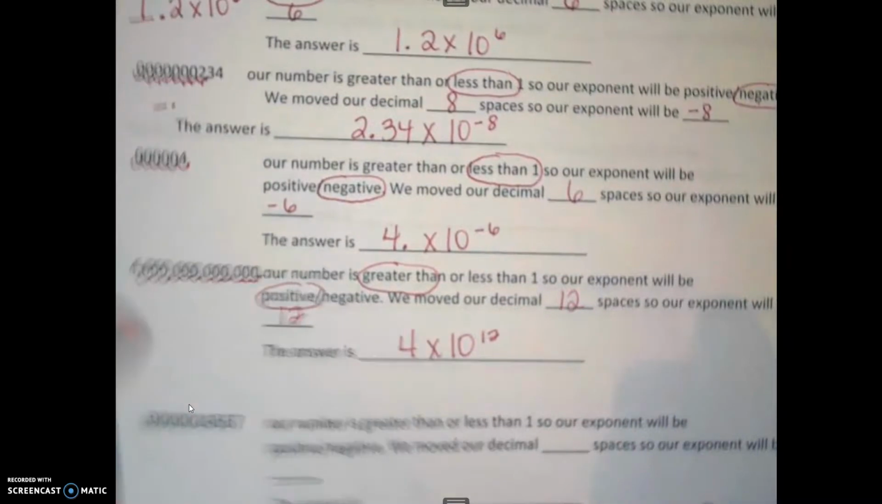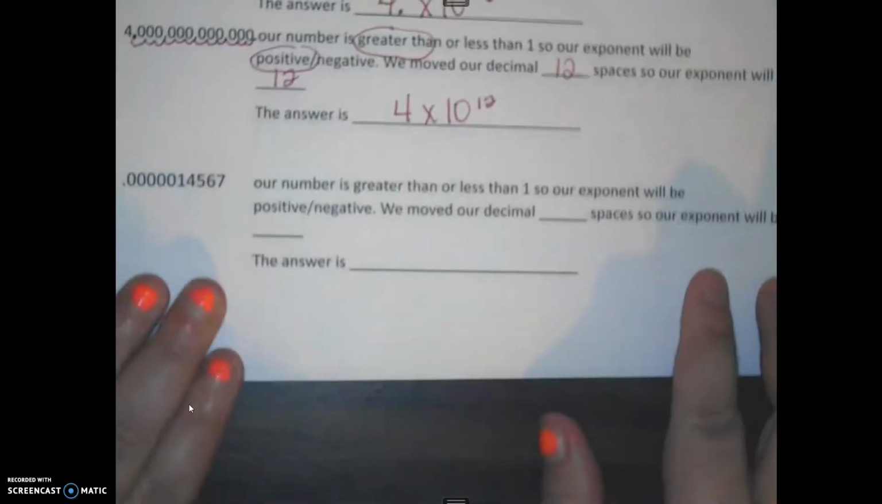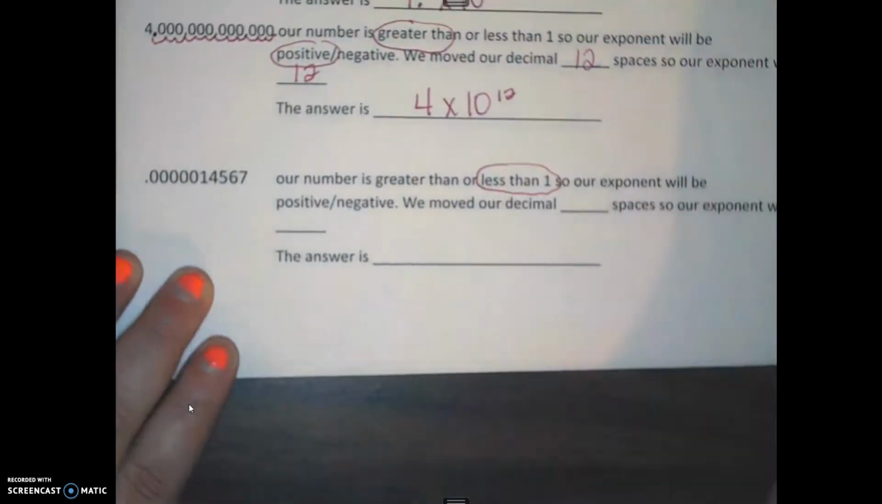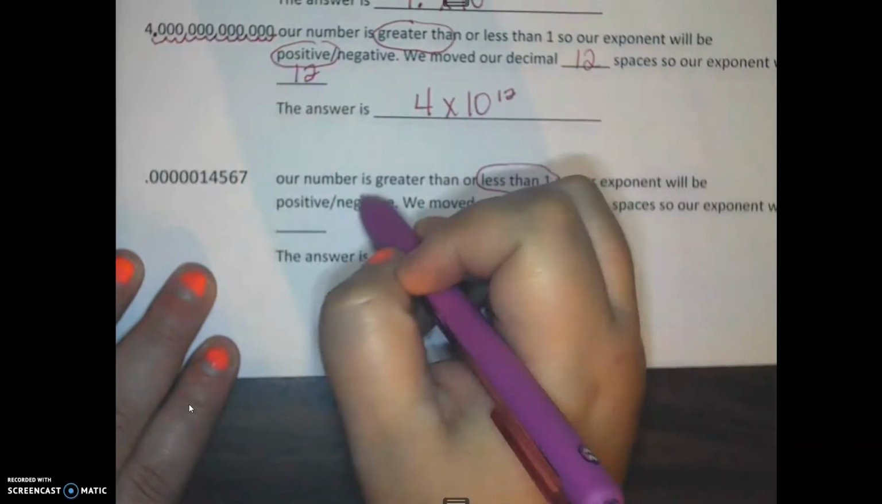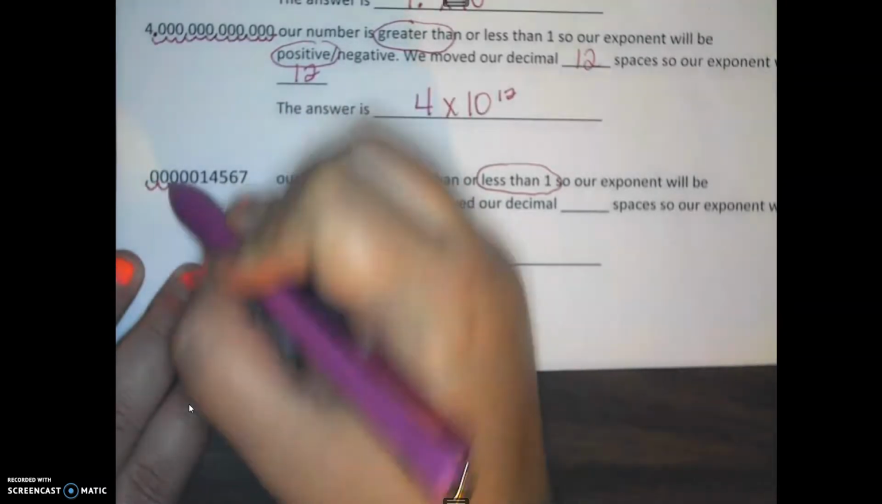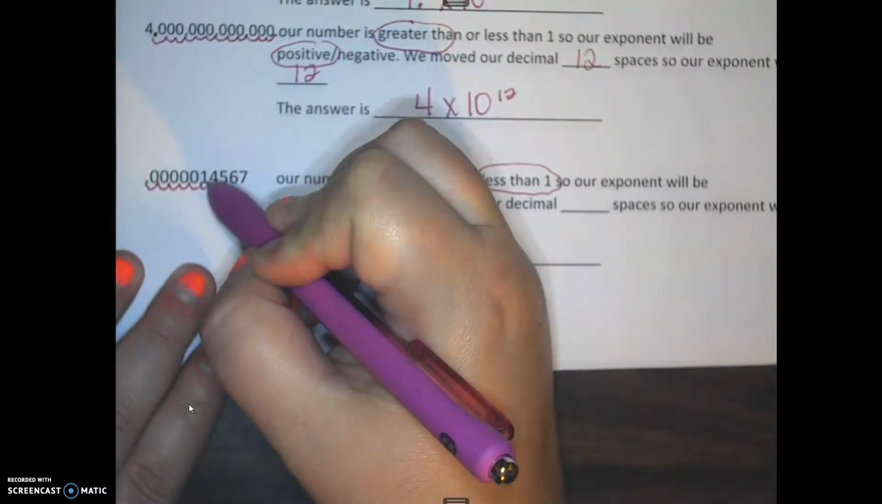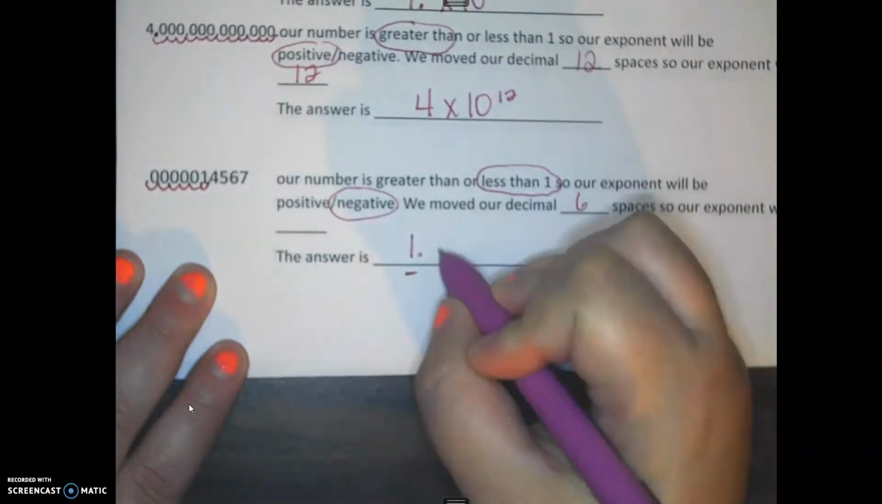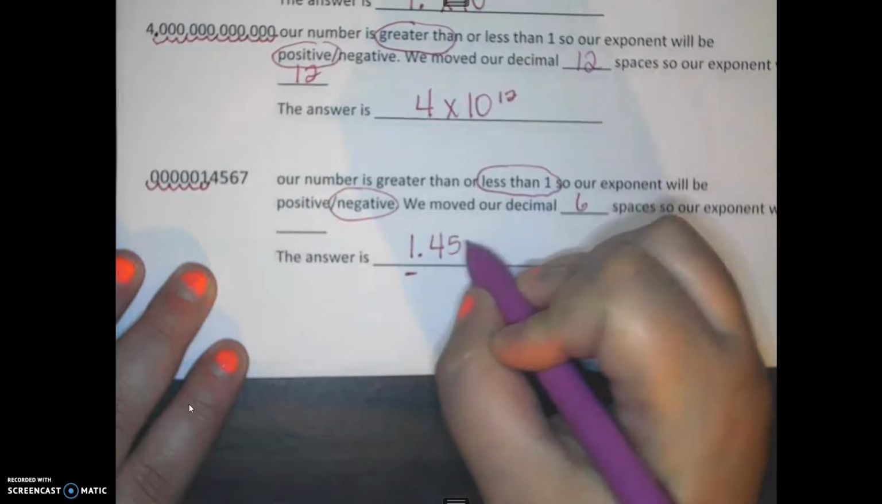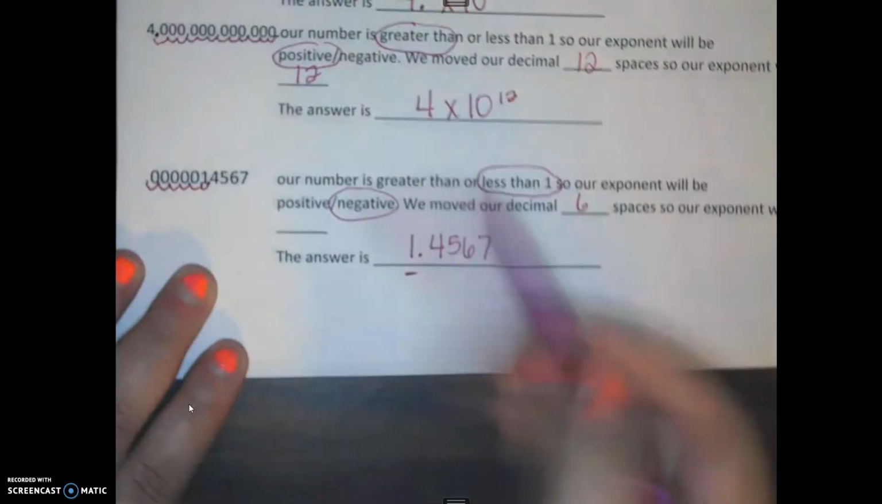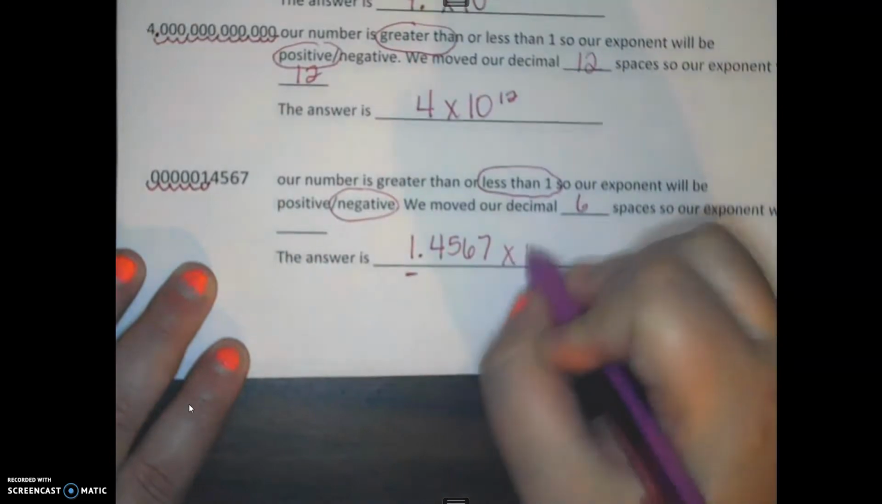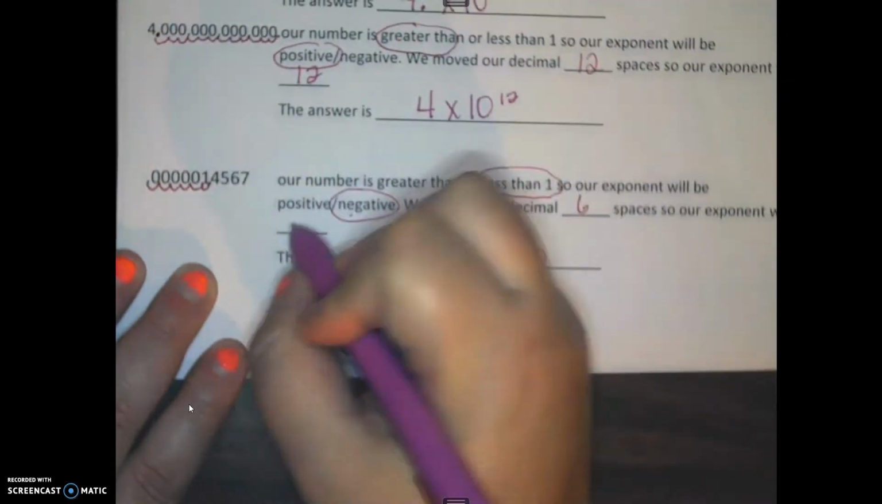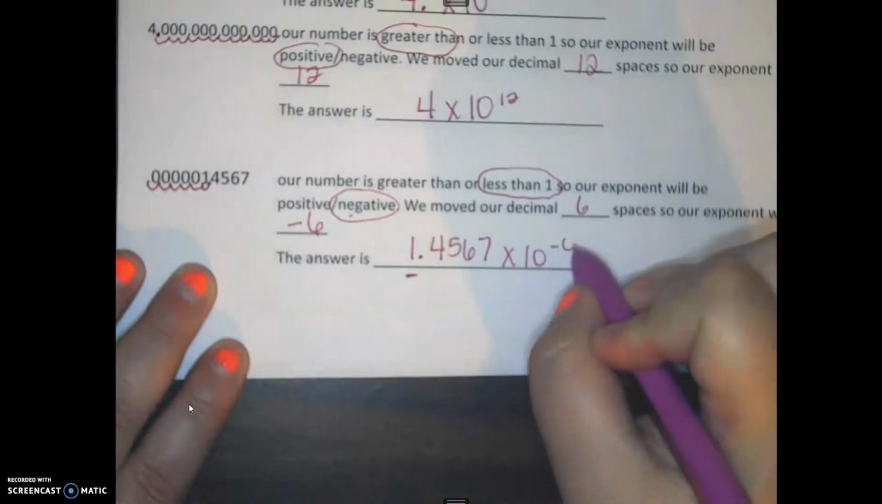All right, let's look at the last example on this page. Our number is less than 1, so our exponent will be negative. We moved our decimal, let's see, 1, 2, 3, 4, 5, 6 times, because I want it to just be one number that's not a 0. And then I have to write down the other numbers I didn't use before it, times 10 to the negative 6.